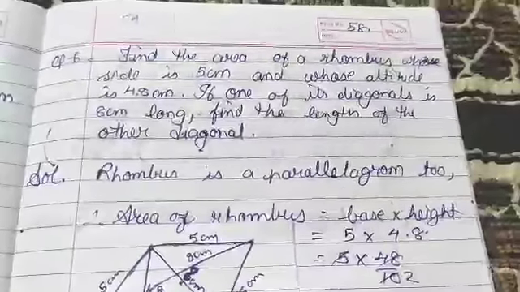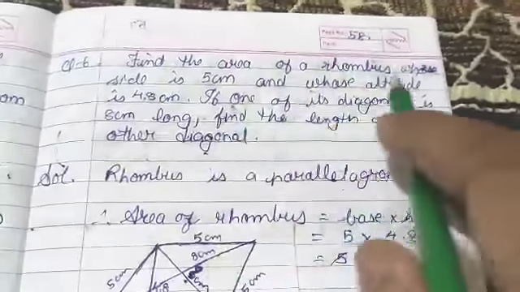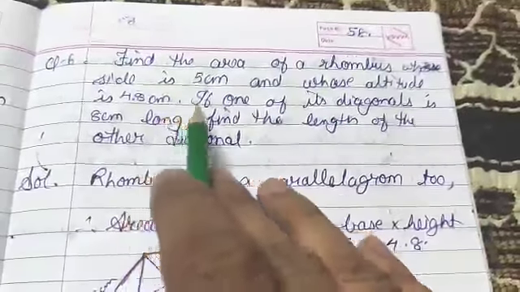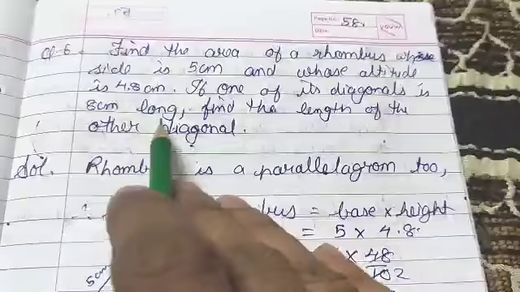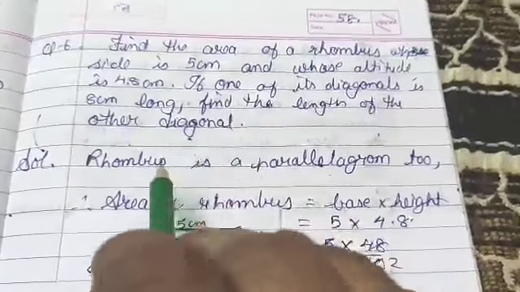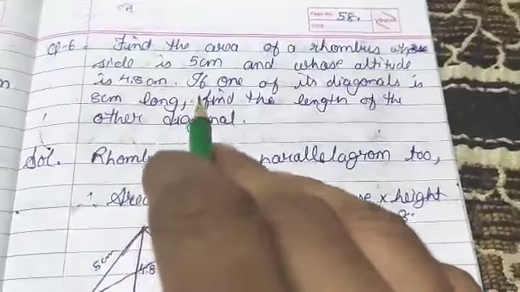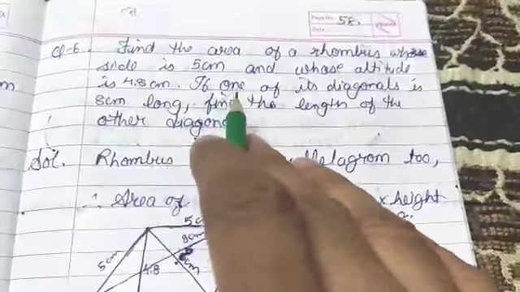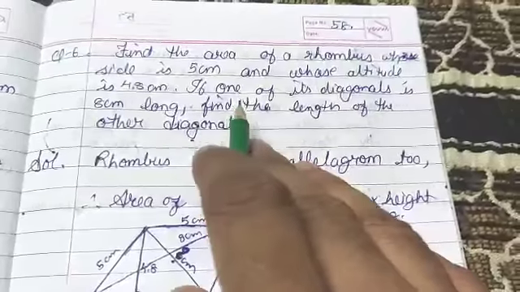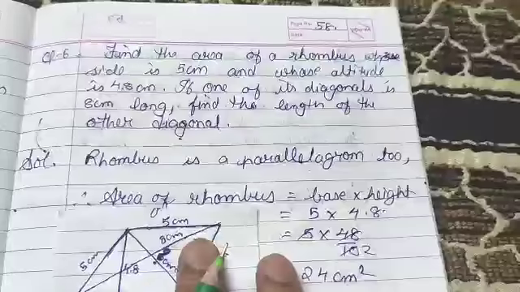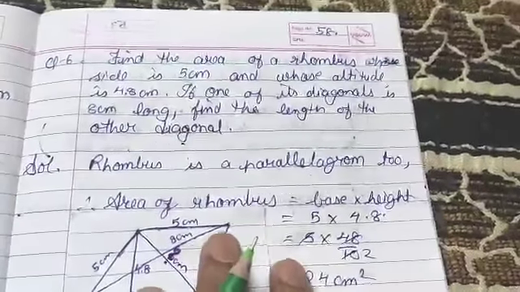Now let us see sum number 6. Find the area of a rhombus whose side is 5 centimeter and whose altitude is 4.8. If one of its diagonals is 8 centimeter long, find the length of the other diagonal. Now dear student, here there is no use of the altitude in the rhombus formula, but it is one kind of hint. In the formula of a rhombus there should be 2 diagonals, but here 1 diagonal is missing. So how do we do such a sum?